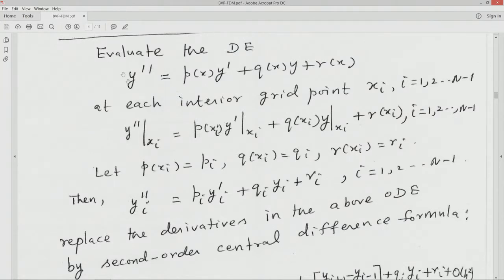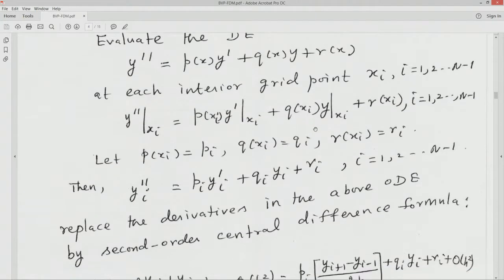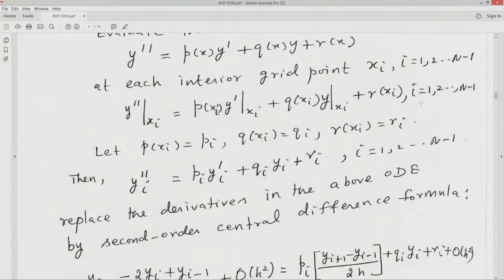We know that the differential equation is satisfied at each point x in the interval a b. So, we evaluate the differential equation at each of the interior points that we have chosen in the interval a b. What are those interior points? x1, x2, etc., xn minus 1. So, we have y double prime evaluated at xi equal to p at xi into y prime at xi plus q of xi into y at xi plus r of xi, and this is for i equal to 1 to n minus 1. That the differential equation is satisfied in the interior of the interval is reflected here.